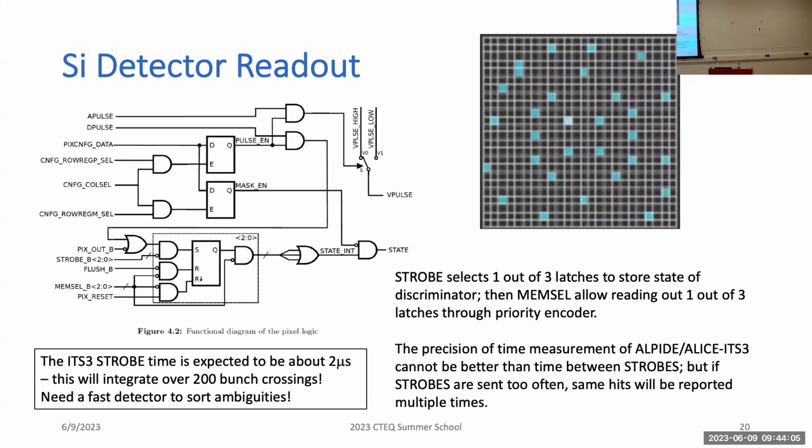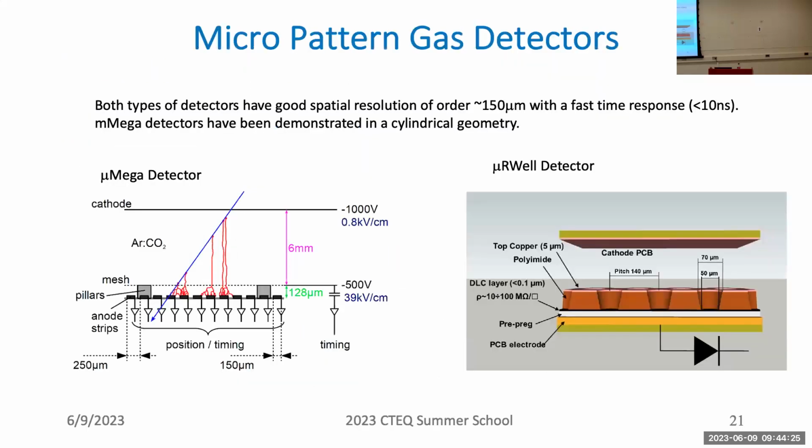Now, that's not so much of a problem from the interaction standpoint, because the maximum interaction rate is 500 kilohertz, right? But backgrounds, synchrotron radiation, beam gas backgrounds, I integrate those over 200 crossings. So I'm going to get a lot of extra hits in my silicon tracker. I need to be able to sort that out. And the way I sort that out is with these micro pattern gas detectors. So the tracking system has an inner layer called a micromega.